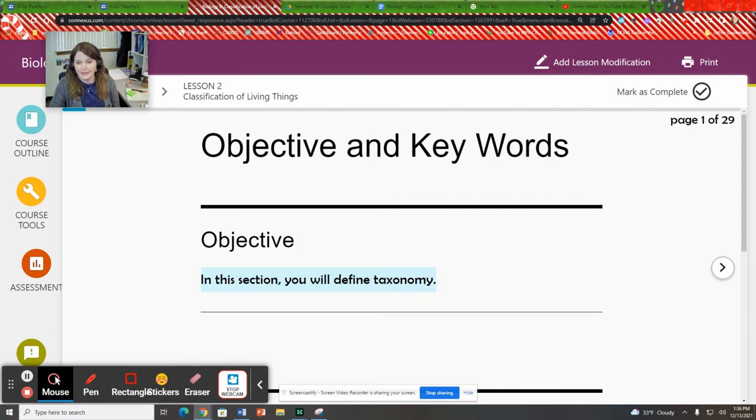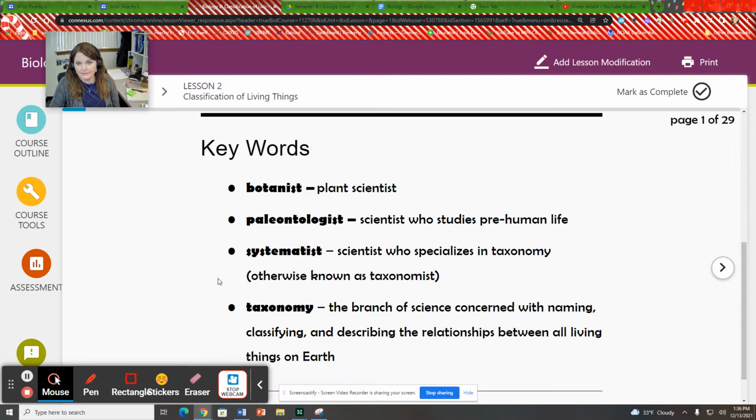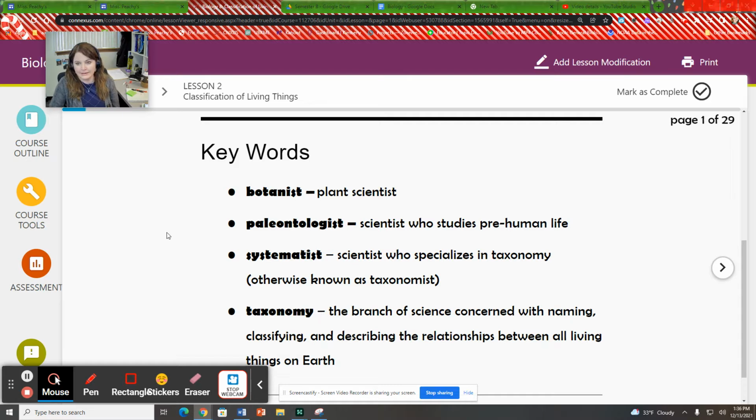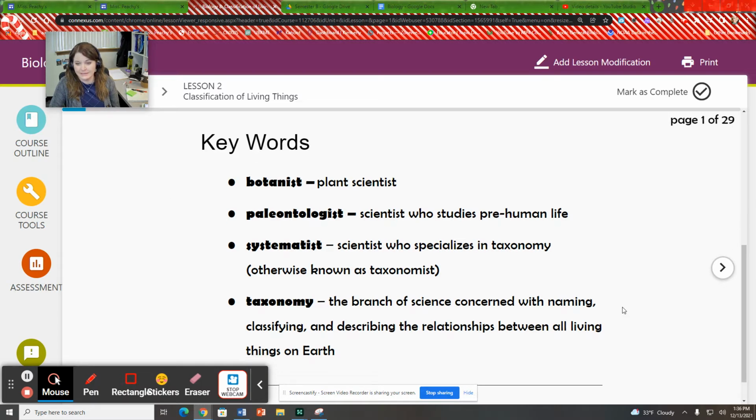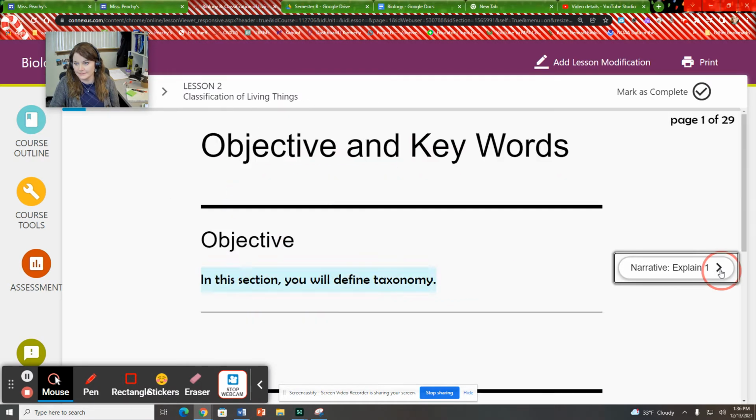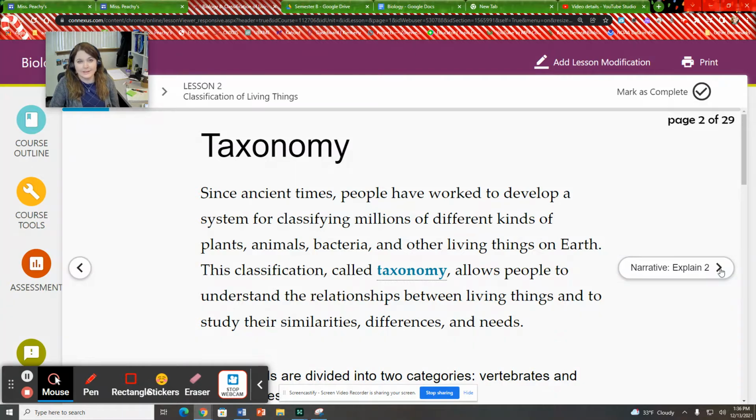In this first section of Lesson 2, we are looking at the keywords botanist, paleontologist, systematists, which is also known as a taxonomist, and the word taxonomy. So we are studying the classification of living things. What we're going to be looking at is how this classification system has changed through time and many different modifications to it, and I'm sure there still will continue to be many different modifications to it as time goes on as well.